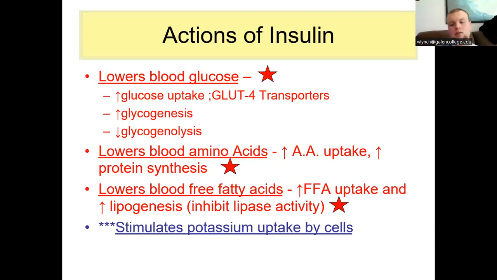All right, so here we have the actions of insulin. Insulin is going to be increasing glucose uptake, especially translocation of GLUT4 transporters. It increases glycogenesis, storage of glycogen, and decreases glycogenolysis. It's also going to increase the amount of fatty acid uptake and amino acid uptake, right? So it's increasing the uptake of all nutrients, increases the free fatty acid uptake, and increases lipogenesis. It is also going to have an indirect effect of stimulating potassium uptake by cells.